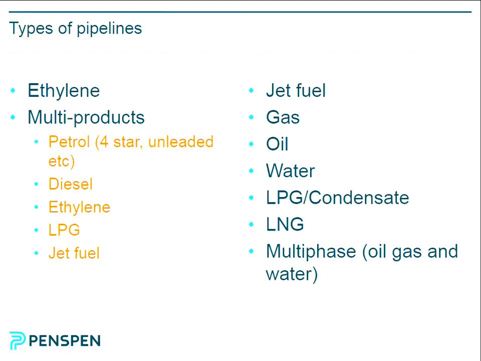Jet fuel. Most large airports have permanent pipelines connected to them. Heathrow certainly does, because if you actually work it out, you'd end up with literally hundreds and hundreds of tankers arriving at your airport every day.